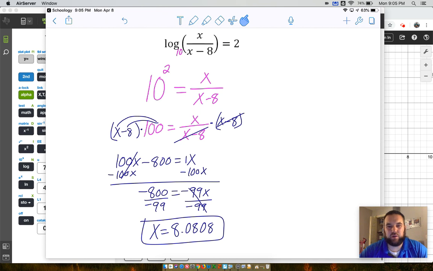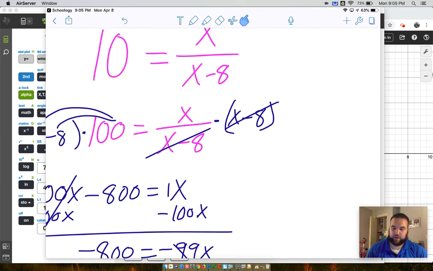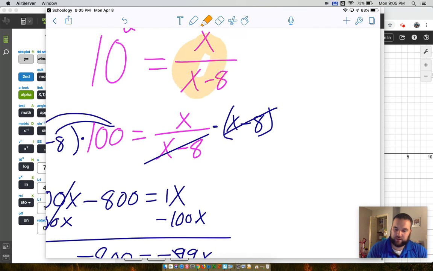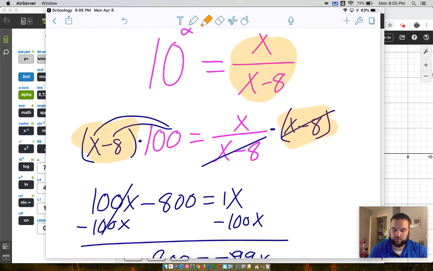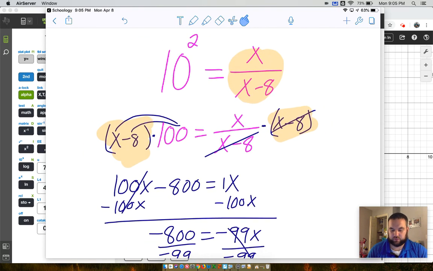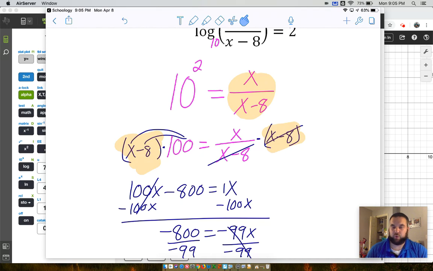Again, kind of a little goofy and kind of an odd answer, but make sure you just write it into exponential form and then start to solve. The key here was that I had a fraction on the right side, but then I multiplied both sides by the denominator in order to get rid of the fraction itself. So that's probably the most important step to that problem.